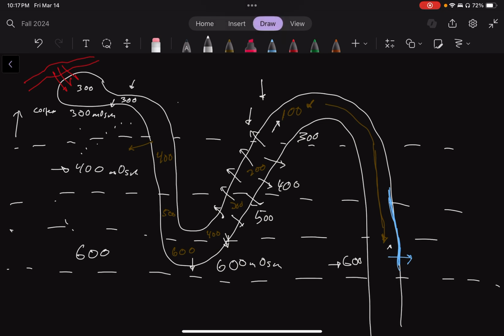And this is part two of the kidneys. Let's go.